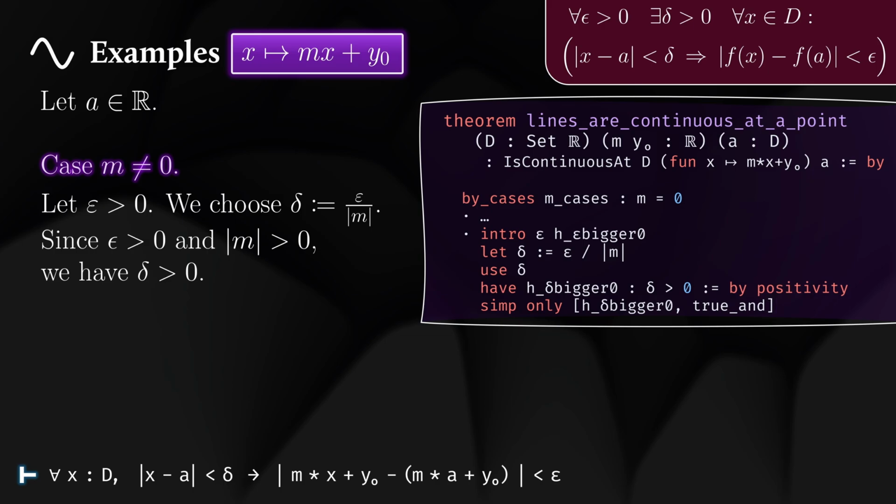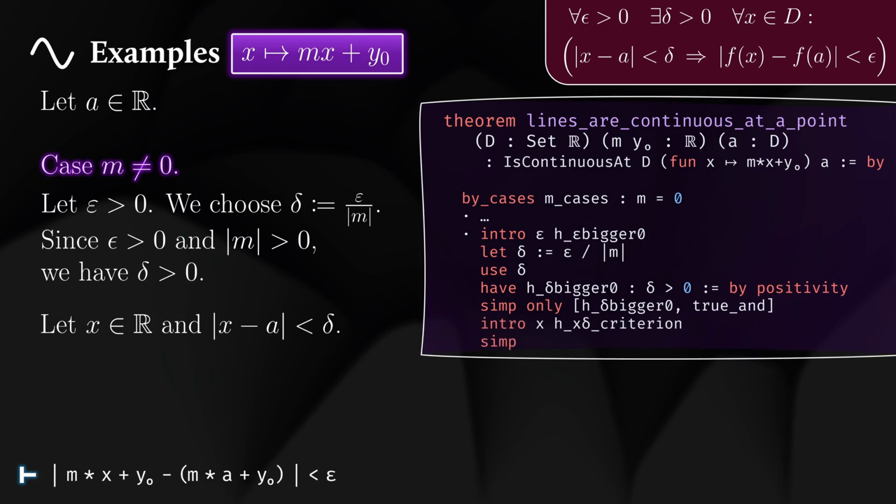And then we simplify using this fact, and there we are again. We let x be a real number, and the absolute value of x minus a is smaller than delta. That's our premise. So let's declare that in Lean by intro, and then simplify our expression, because right now you can see in the bottom left here that y naught minus y naught is 0. So let's get rid of that. On to the main part, which is to prove that the absolute value of m times x minus m times a is smaller than epsilon.